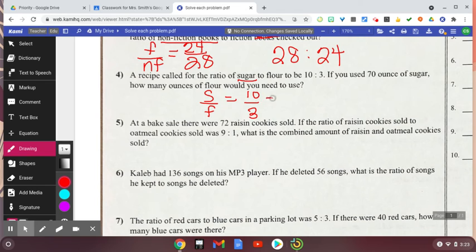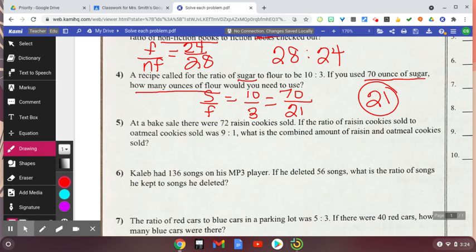Our 3 over here. It does give us more information, 70 ounces of sugar, so 70 is going to go up on top. Look for a pattern. 10 times what equals 70? That's 7, so 3 times 7 equals 21. Question's asking how many ounces of flour, so our answer is 21.